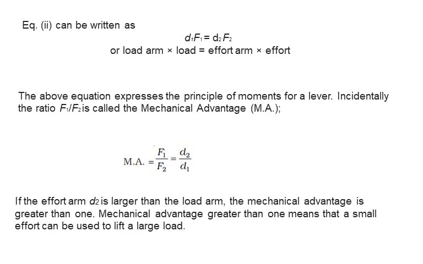And the ratio F1 by F2 is called mechanical advantage. If the effort arm is larger than the load arm, then the mechanical advantage is greater than 1. And mechanical advantage greater than 1 means that a small effort can be used to lift a large load.